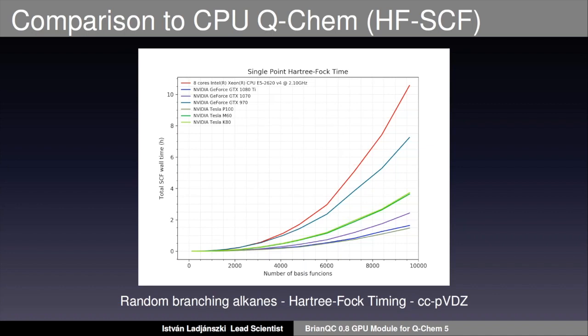The red line, as you can see from the legend, is the 8-core Xeon CPU run, which utilizes only the CPU Q-Chem. This processor, which I told you about earlier, is a high mid-range CPU, and we utilized 8 cores. So I think we can say this is a fair comparison. In the case of the Hartree-Fock algorithm, the NVIDIA Tesla P100 is the fastest card, which is, I guess, not a surprise for you either.